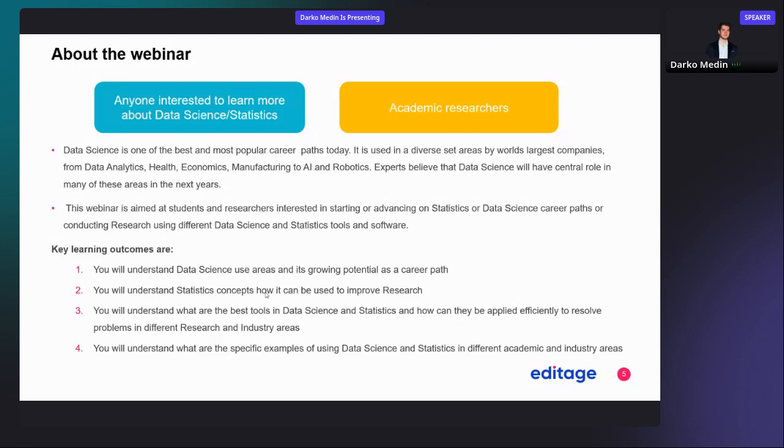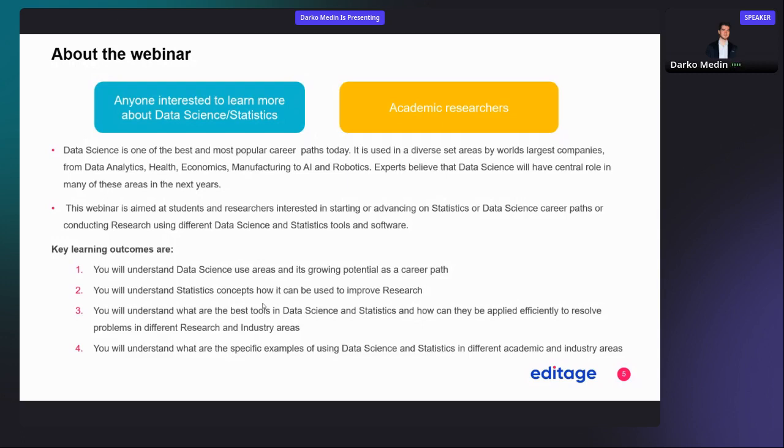Being data literate and understanding statistics is a very important part of research for any researcher, not just for data scientists and statisticians, but also for researchers in any other area. So the key learning outcomes are: you will understand data science use areas and its potential as a career path. You will also understand statistics concepts and how statistics can be used to solve certain research problems.